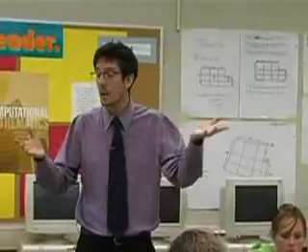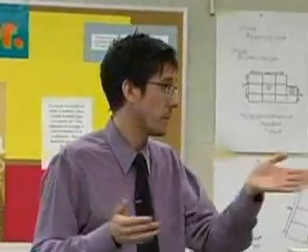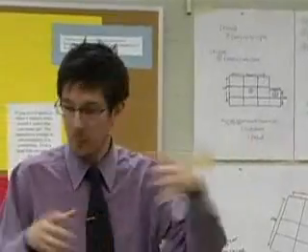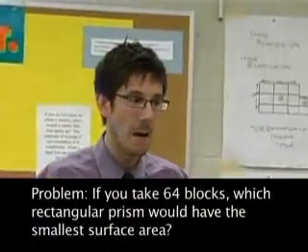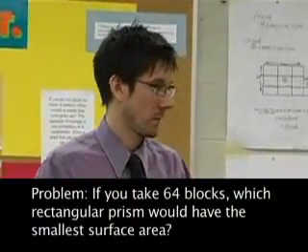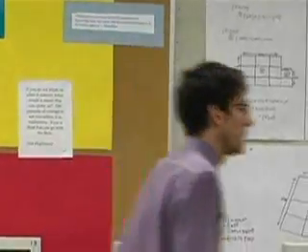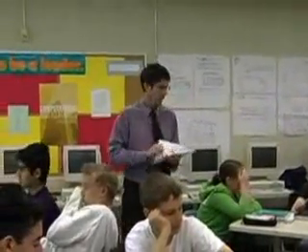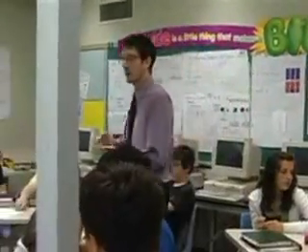At the heart of the problem that you're going to be working on today is this question. If you take 64 blocks, just like I did with these, and make these three shapes, which shape of all the different rectangular prisms that you can make out of 64 blocks would have the smallest surface area? That's really the question at the heart of what we're going to do today. I'm going to hand out your problem, and it's going to get you to start thinking about how you would go about finding the shape that has the smallest surface area overall.